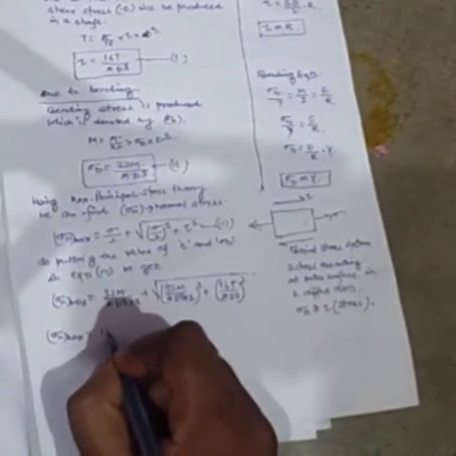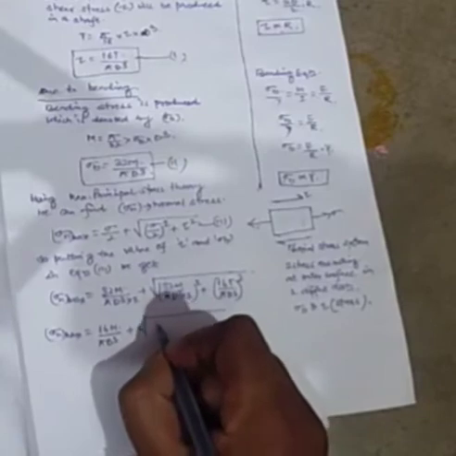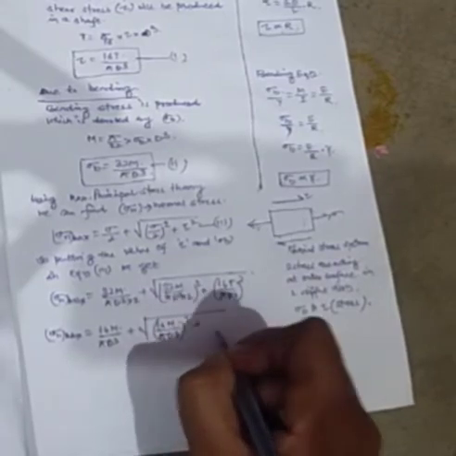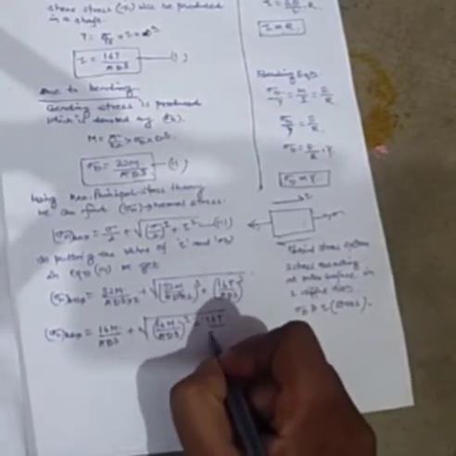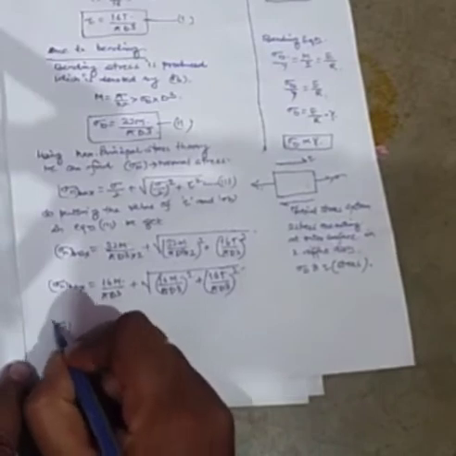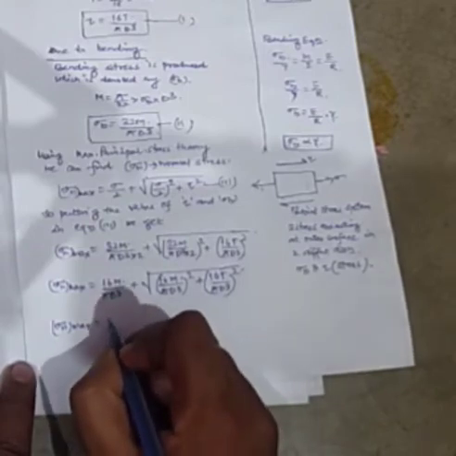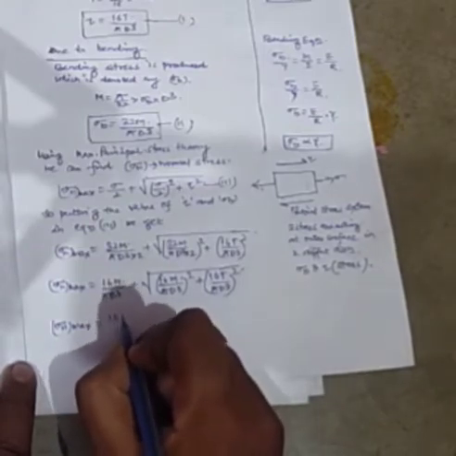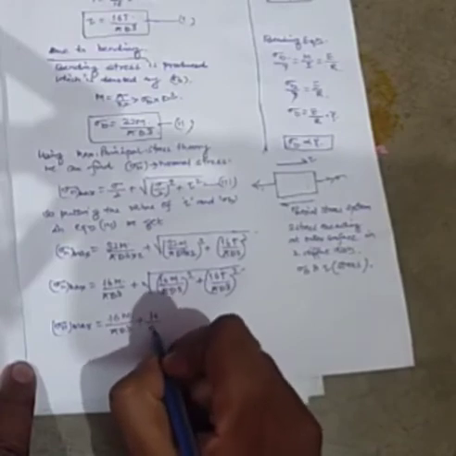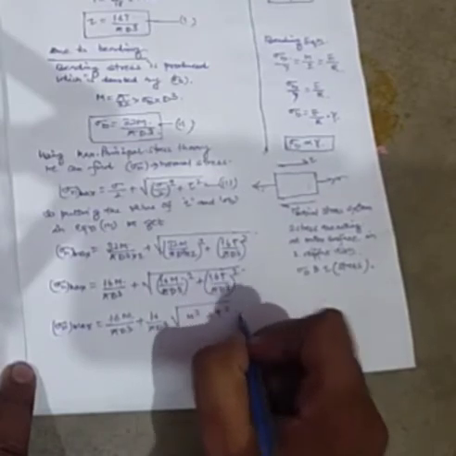is equal to 16M by pi d cube plus under root of 16M by pi d cube plus 16T by pi d cube. So sigma n max is equal to, from this calculation, 16M upon pi d cube plus, if you take the common factor here, 16 by pi d cube under root M square plus T square. This thing we are getting here.